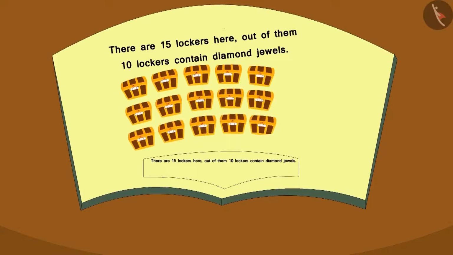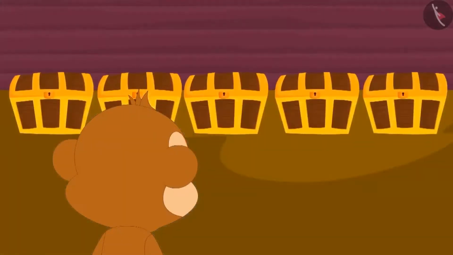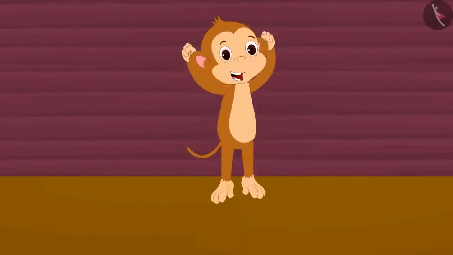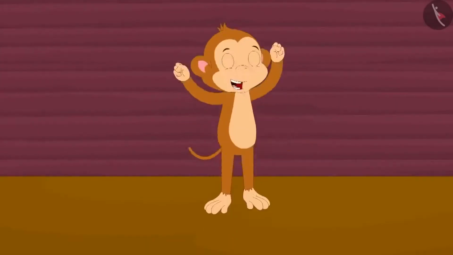Then below that picture, Babban wrote this question. There are 15 lockers here. Out of those, 10 lockers contain diamond jewels. How many lockers are empty? The moment Babban wrote the question, 5 lockers appeared in front of him. Babban went mad in happiness.